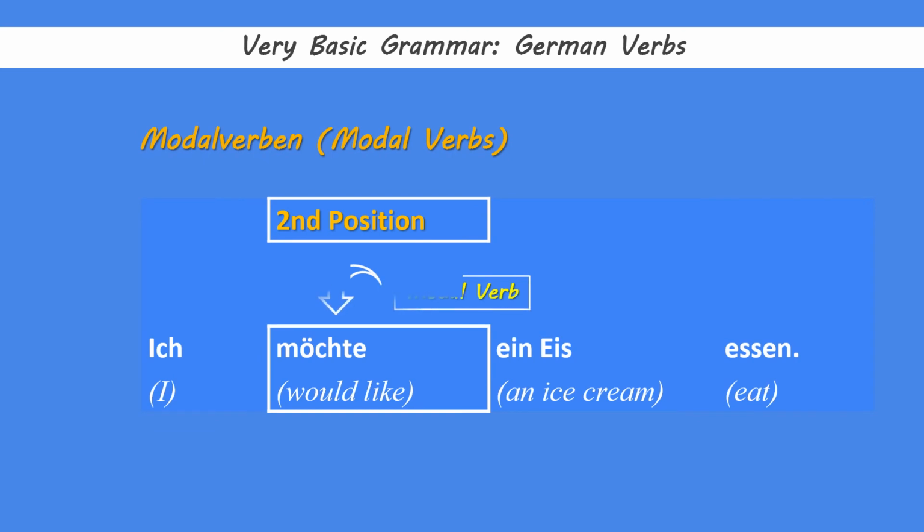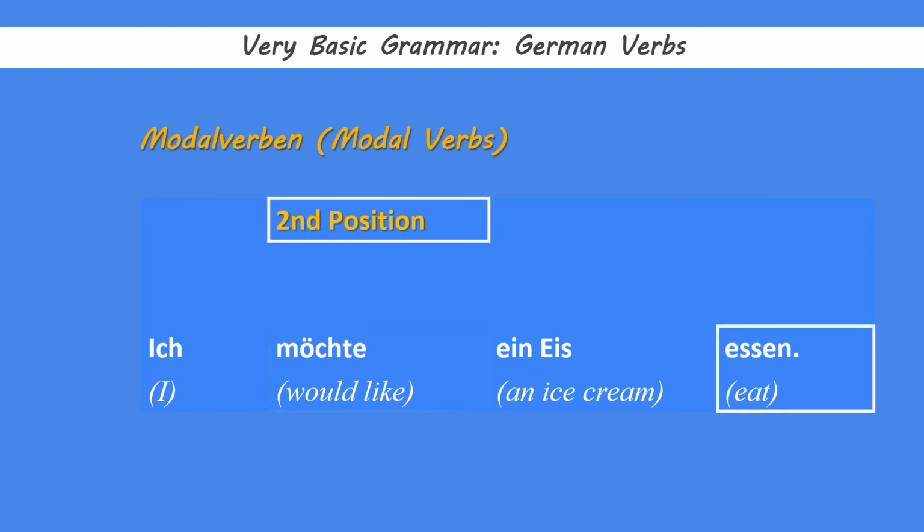If there is a modal verb, the modal verb will be put in the second position, and the main verb will be put at the end of a sentence.